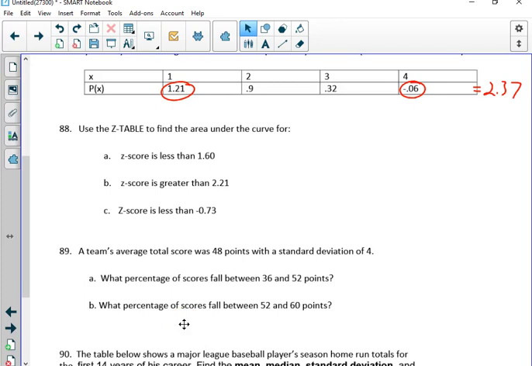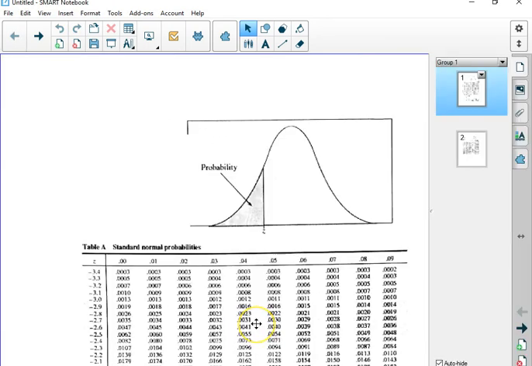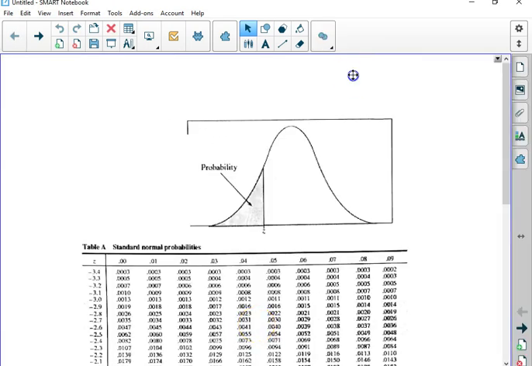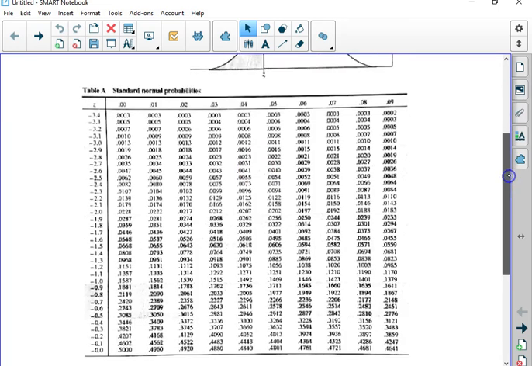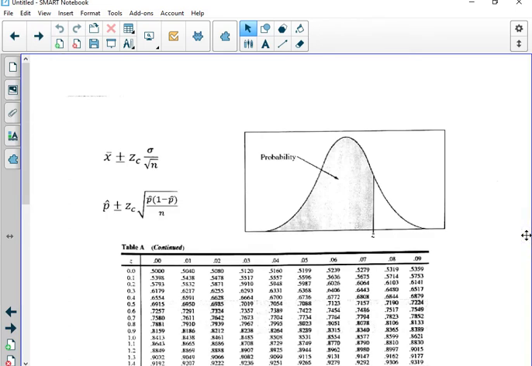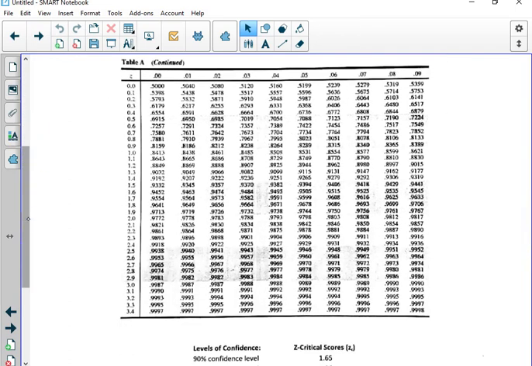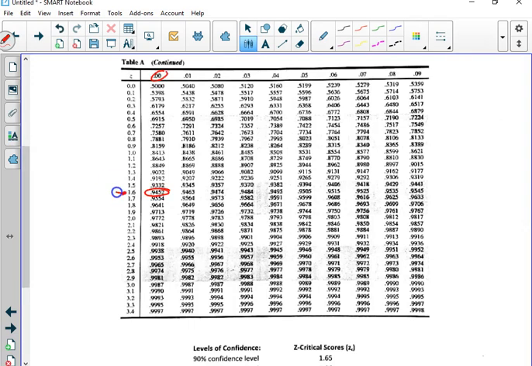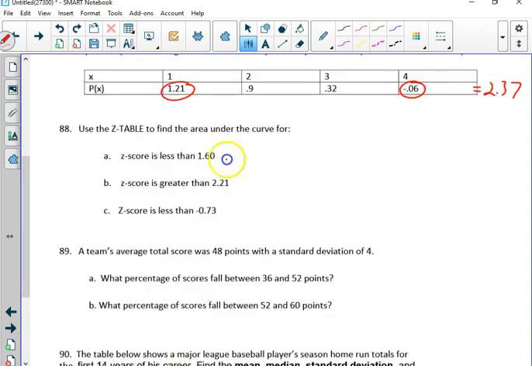Alright, so here we go. Use the z-table to find the area under the curve for less than 1.60. I go to my table, which you'll have in the final, and this is the negative side. So I'm going to turn my page over, and we go to 1.60. Here's 1.6, here's 0, so 1.60 is right there, 0.9452, which as a percent is 94.52%.